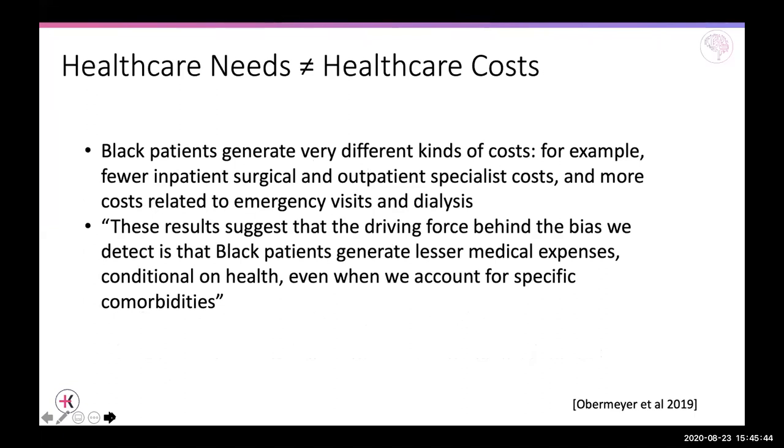So that's one dimension. But even beyond that, if we look at the kind of costs which are associated with these two different groups, we discover that the costs are also different. There are fewer inpatient surgical and outpatient specialist costs, and more costs associated with emergency visits and dialysis. So even beyond this one dimension of disparity with respect to race, there's also another dimension, class, which is at play. From this, what they conclude, and this is a direct quote from their paper, is that the results suggest that the driving force behind the bias is that Black patients generate less medical expense conditional on health, even when we account for specific comorbidities.